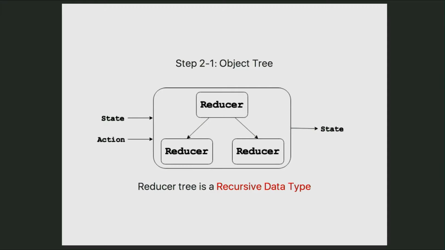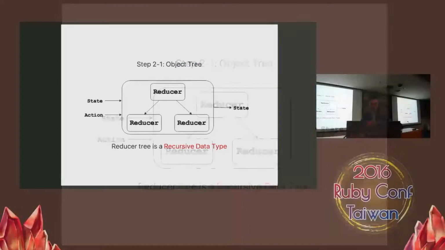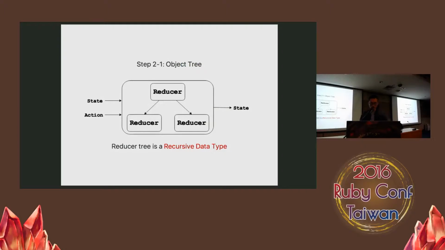And then in the next step, now we have a building block, which is the reducer. Reducer itself is just a function, but it's also data, okay? But it will not be useful if we can't build more complicated data structures. So in this step, we are going to develop a way to organize multiple reducers to create a new reducer. So the new reducer will just look like a tree, and it is a recursive data type.